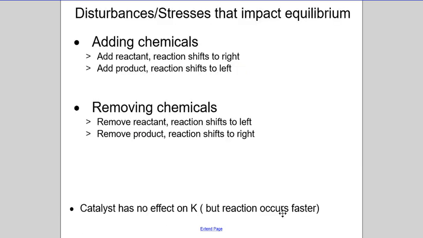Down here, you'll see this little thing that says catalysts have no effect on K. We haven't really talked about catalysts a whole lot, but the few times we have, catalysts are just there to speed up a reaction. That's all they do. So they don't change where equilibrium is. They just make things go faster. So if you do end up seeing anything about catalysts, they don't really apply here. They just make things happen faster.